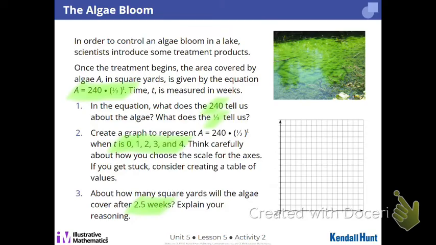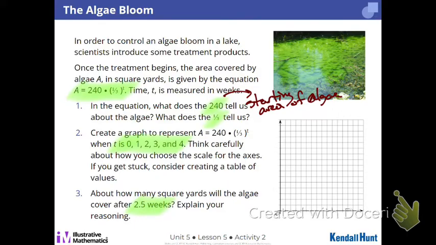So as I walked around, I've seen enough to get us going, okay? In our function, the 240, who can tell me what that means in context? All right, Elliot. 240 means how much algae is in the lake. Not how much. It's the starting area. Okay, so starting area of algae. And I know it's the starting area because if I put a 0 in for time, I get 240, right? 240 times 1 is 240.